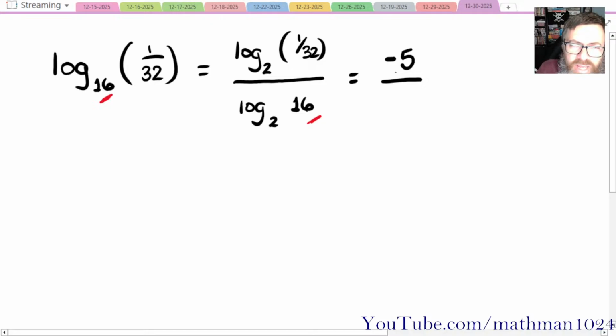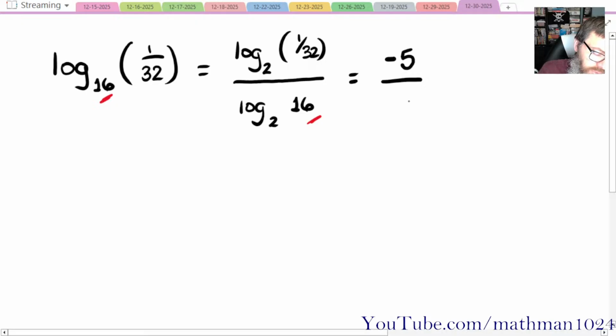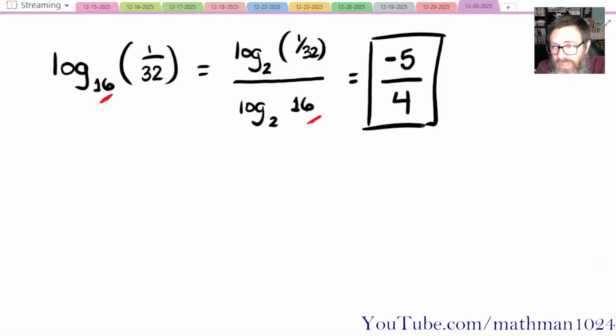In the denominator, we have log base 2 of 16. And again, go through your powers of 2, and you see that 2 to the 4th is 16. There you go. Done and done. Again, not a whole lot to worry about doing there.